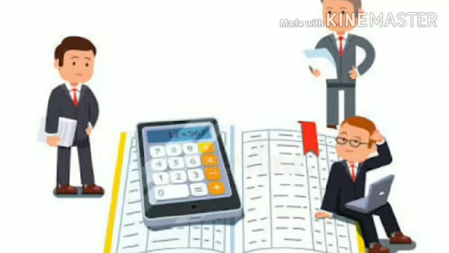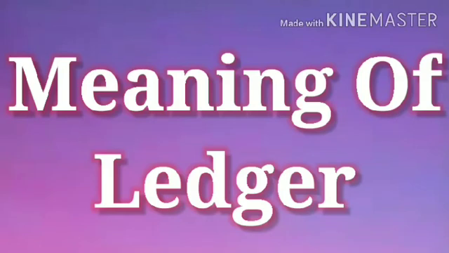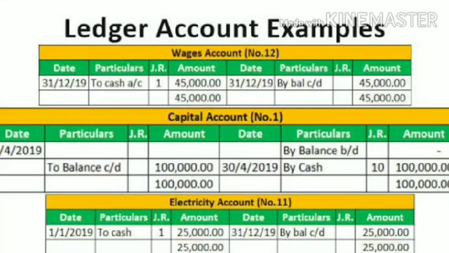This problem can be easily overcome by maintaining a book in which a separate record of transactions relating to each account is kept. Such a book is called ledger. Ledger is the book which contains a separate account for each debtor, creditor, asset, liability, income and expense of business. Ledger includes all the basic accounts needed for the preparation of financial statements.